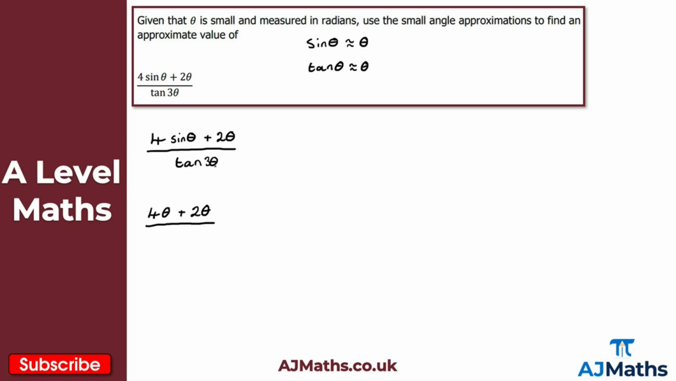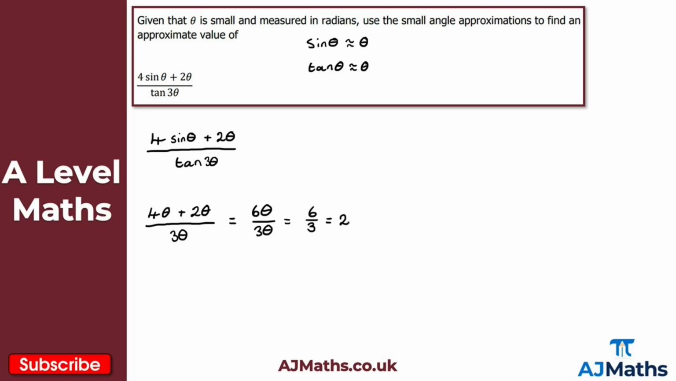So just be slightly careful here. The argument of the tangent function is 3 theta, so my small angle approximation will be 3 theta as well. So that's going to be all over 3 theta, like so. Simplify the numerator: 4 theta plus 2 theta is 6 theta, all over 3 theta. So we've got 6 theta over 3 theta, and all we need to do now is simplify. 6 theta over 3 theta is the same as 6 over 3. The thetas cancel, and 6 divided by 3 simply gives us 2.